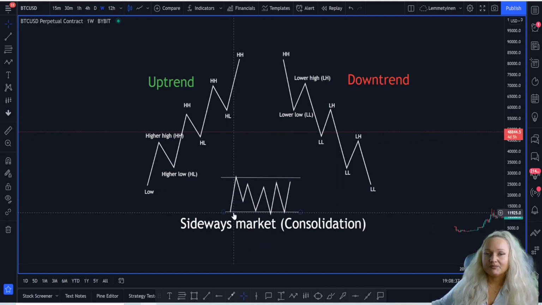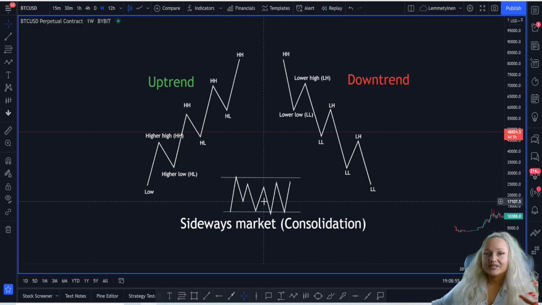And you also have the market going sideways. Market goes up, market goes down, and in between that, the market goes sideways. In a sideways market, also called consolidation, the market is bouncing from support to the resistance a couple of times.